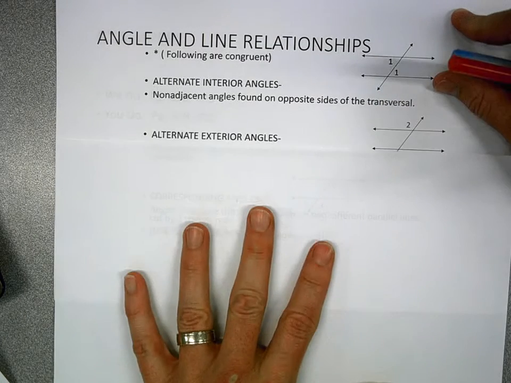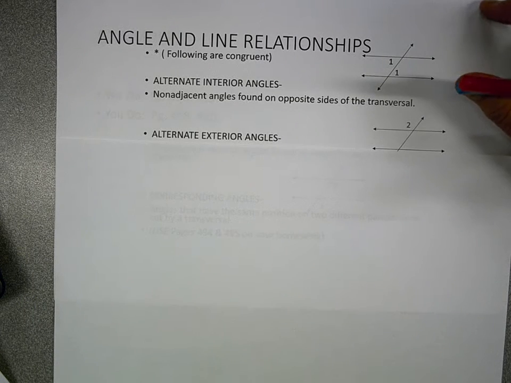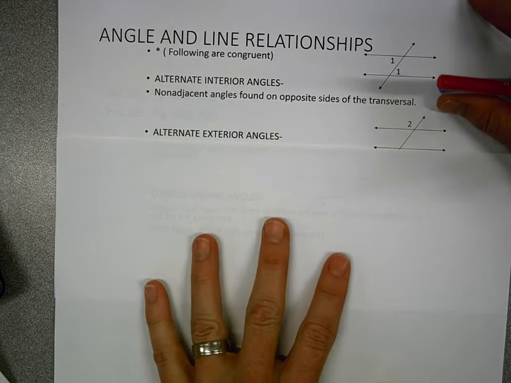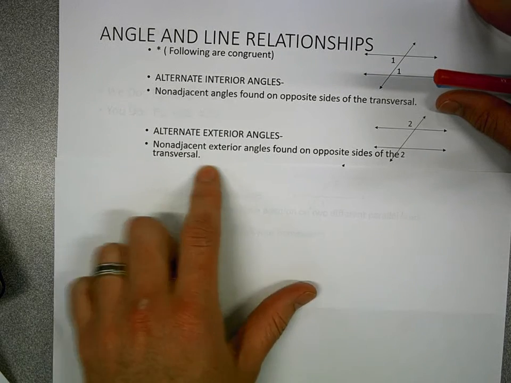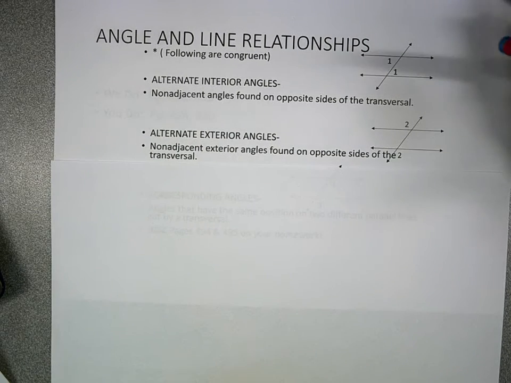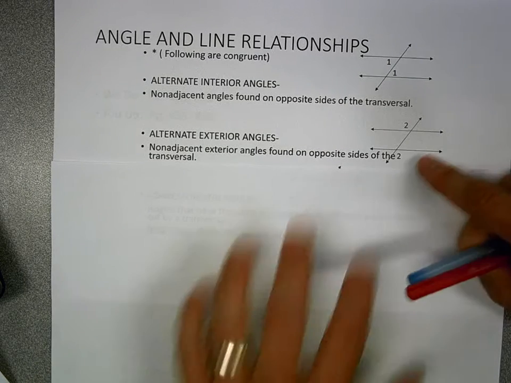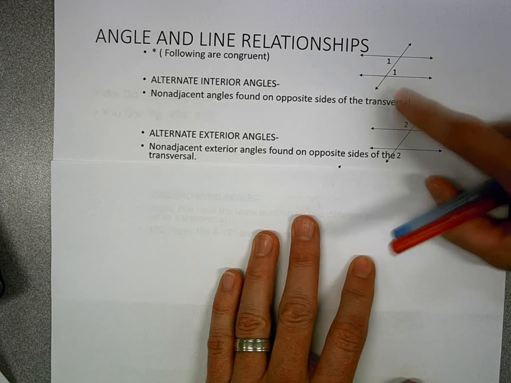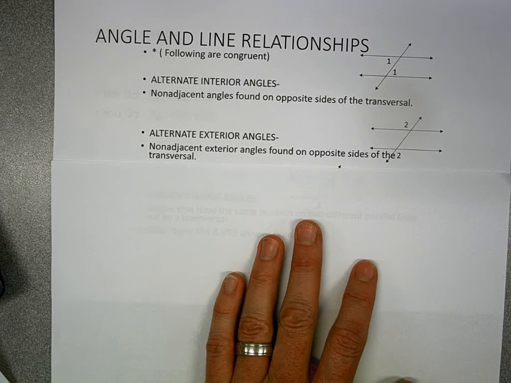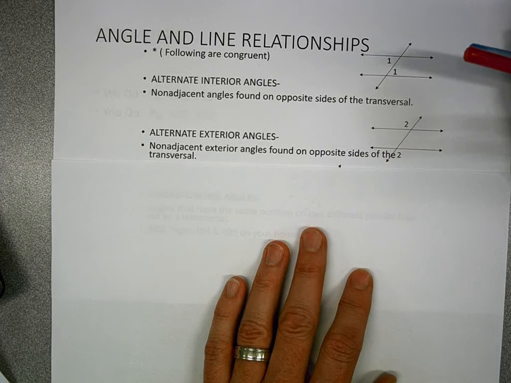All right, here's another type of set of congruent angles: alternate exterior angles, everyone? Alternate exterior. So you have alternate angles, and exterior means outside. These are non-adjacent exterior angles found on opposite sides of the transversal. That goes with the diagram: exterior, outside of the parallel lines. They look just like that. Those are congruent.